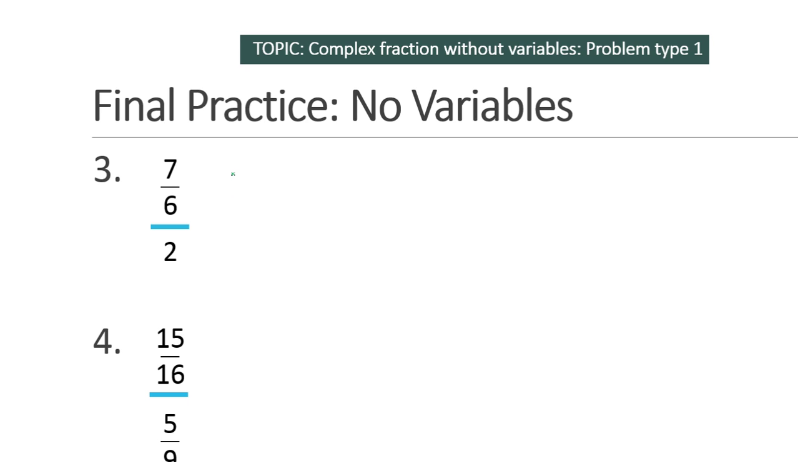Okay, so we're going to go 7/6 divided by 2 over 1. So then we're going to do our keep, change, flip. Okay, so keep the 7/6 the same, times, and then flip this one, which makes that 1 over 2.